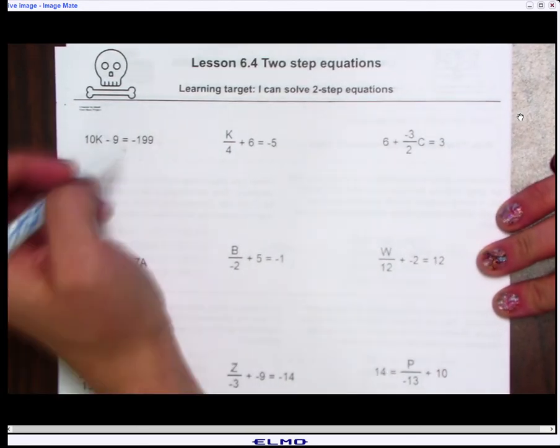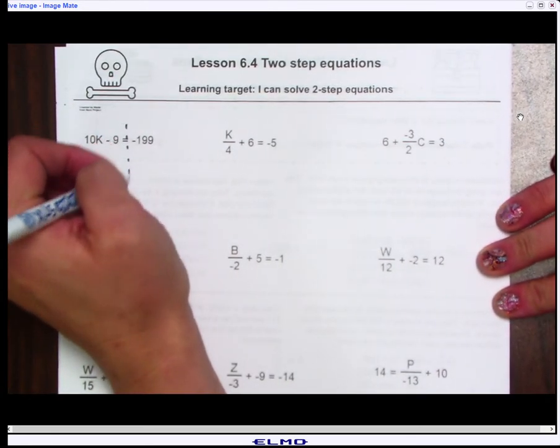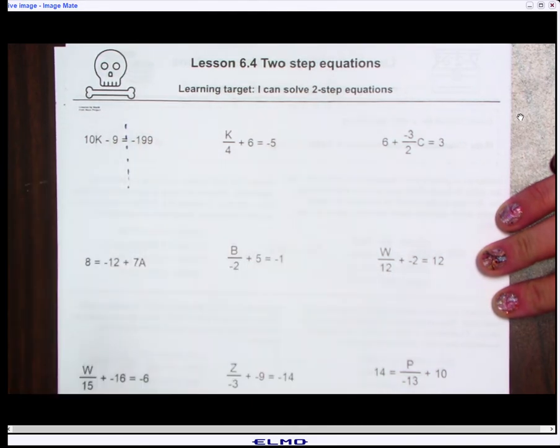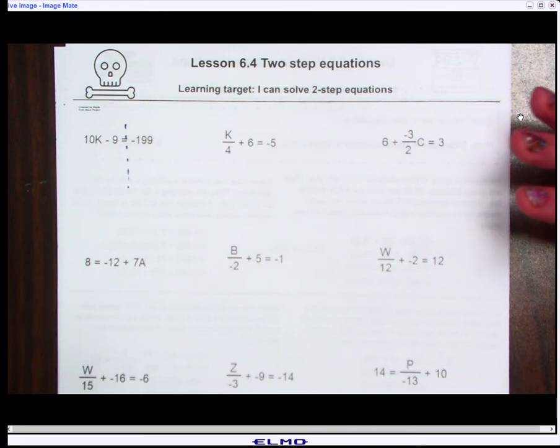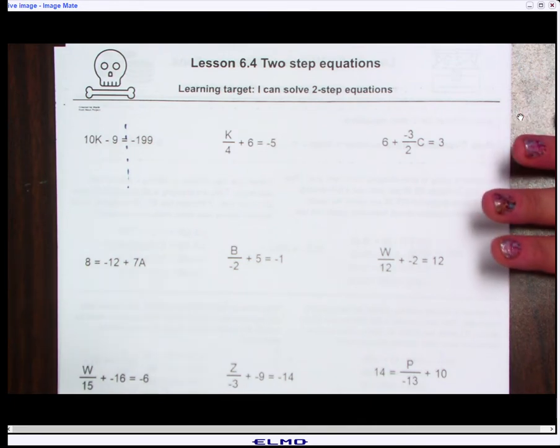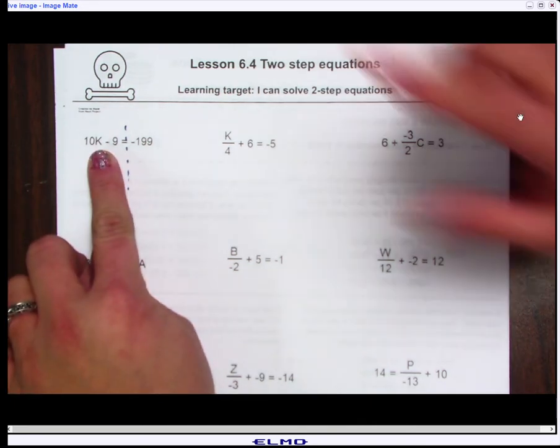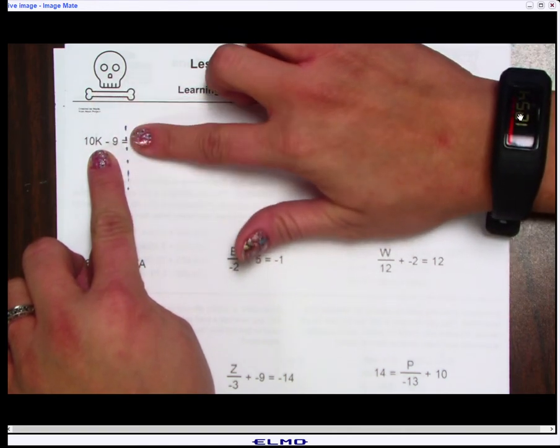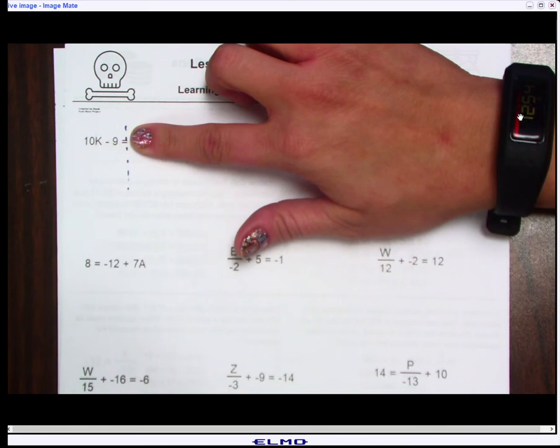I'm going to start with the equal sign, and I'm going to make a little fence. It's going to keep this math from this math so I can see really clearly what I need to do. I'm going to look for the side that has the variable on it. I'm going to cover up the other side with my finger. So that negative 199, bam, gone.